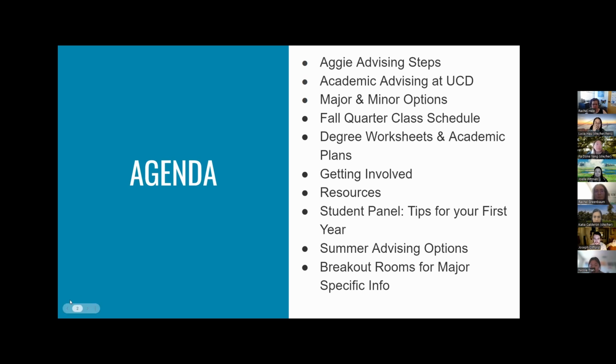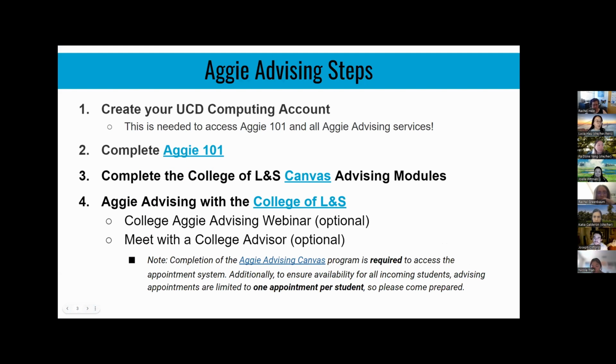All right. So for the Aggie Advising steps, in the next slide. Thank you. Okay. So for the Aggie Advising steps, the first thing that you would need to do, if you haven't already done so, is to create a UC Davis computing account. This is needed to access the Aggie 101 and all Aggie Advising services. After creating that, you would have to complete the Aggie 101, and I'm going to link that in the chat in case you don't have that. And then also you will need to complete the College of Letters and Science Canvas advising modules. And I'll also link that as well.